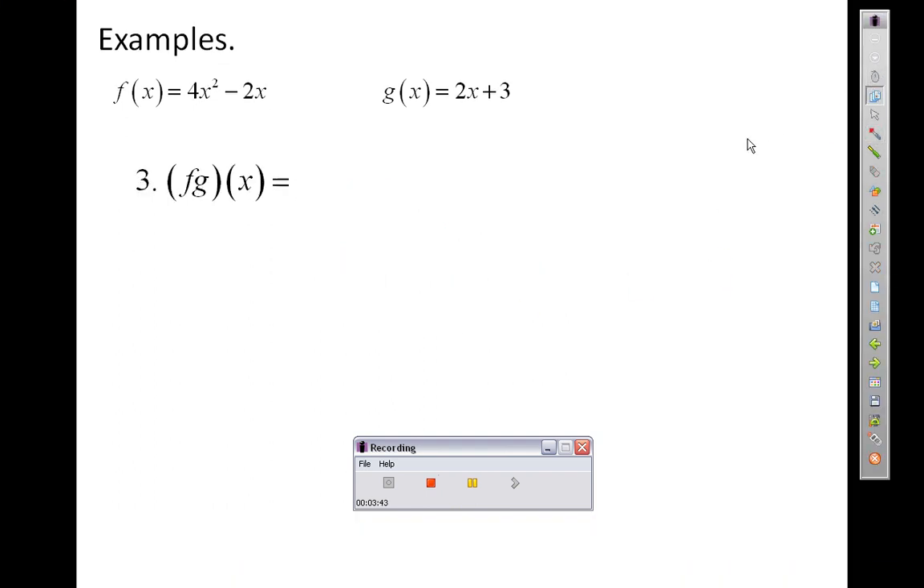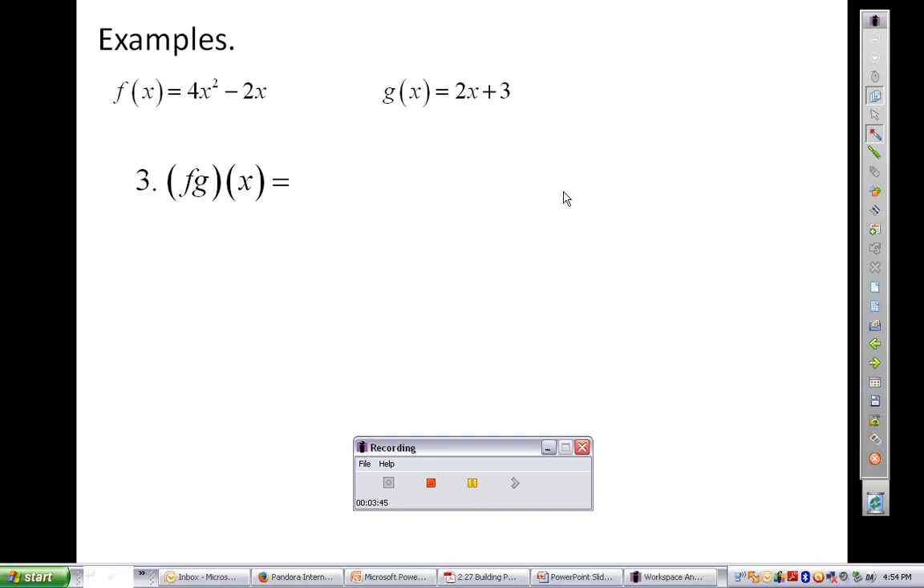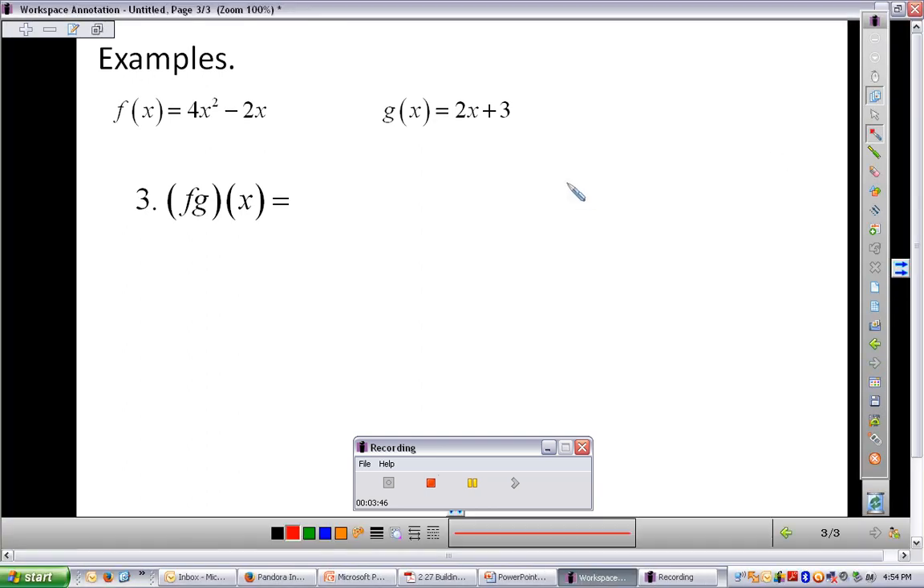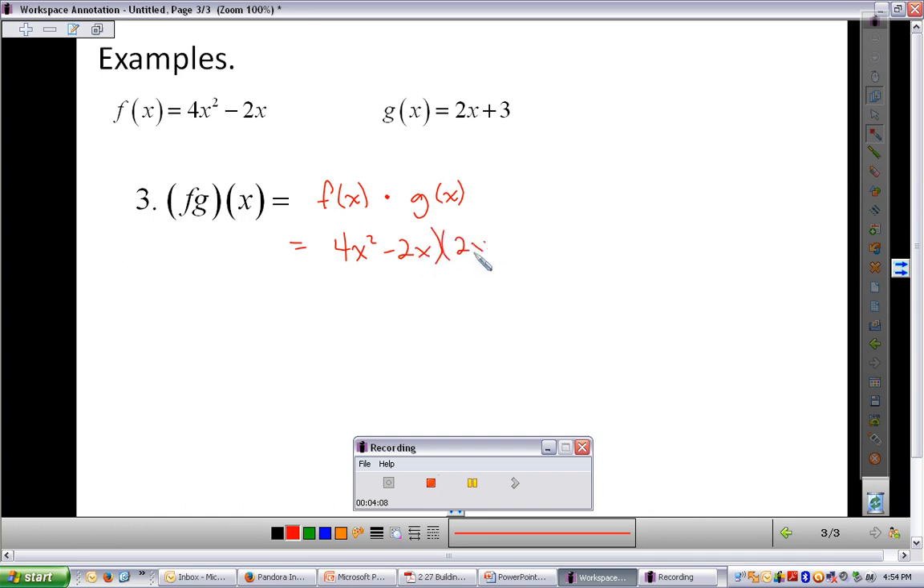Moving on. The third example will be f times g of x. And very similar before, we're still combining the two in some way and getting a new function. So think of this as f of x times g of x. So once again, I can take both of these, put them in parentheses, 4x squared minus 2x times 2x plus 3.